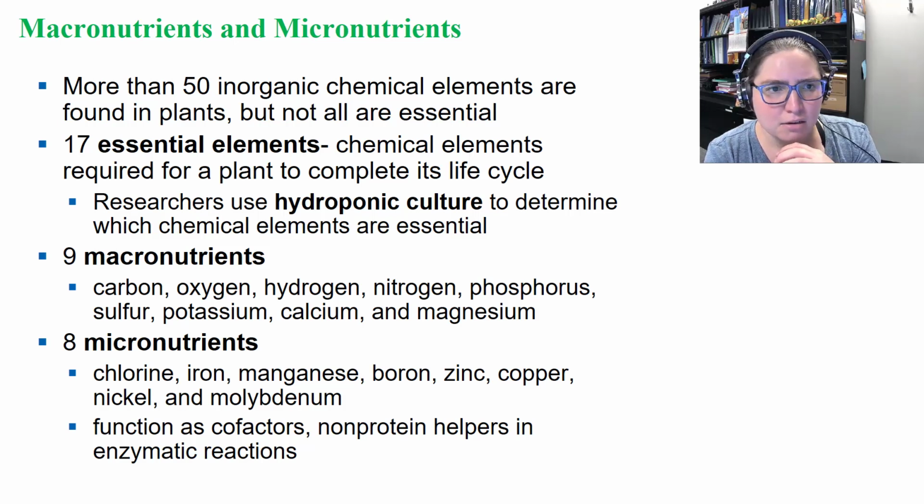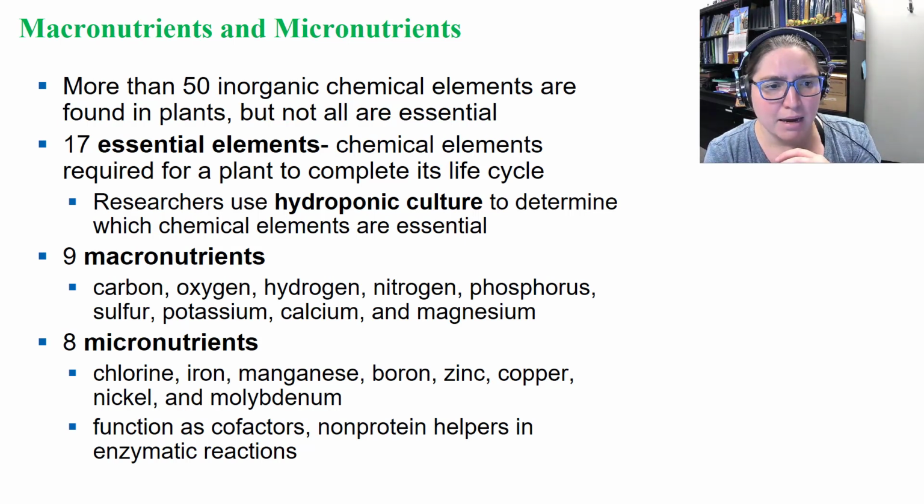plant needs. So more than 50 inorganic chemical elements are found in plants, but not all of them are essential for life. There's 17 essential elements which a plant needs in order to complete its life cycle, and we found out what's essential or not essential by growing plants in hydroponic culture. So you could remove certain nutrients and see if the plant can complete its entire life cycle. And they still may be able to live without certain nutrients, but they maybe can't flower and fruit and produce seeds without all the nutrients.